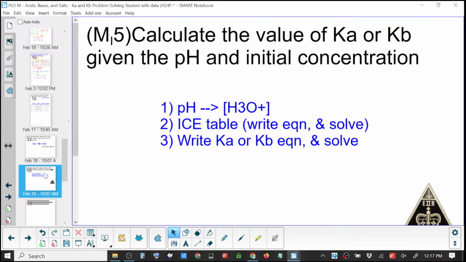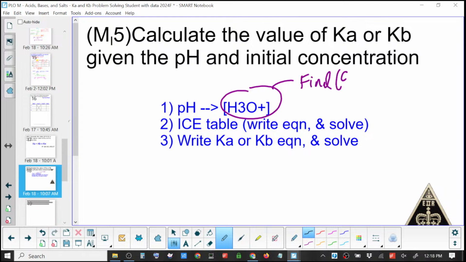We got that. And then with my favorite, number five: calculate the value of Ka or Kb given the pH and the initial concentration. We have actually already done a question like this, so we'll do another practice one. If you have the pH, the main thing is, what type of concentration does the pH give? H3O plus, but is it equilibrium? Is it initial? Equilibrium. Final. It is the equilibrium value.